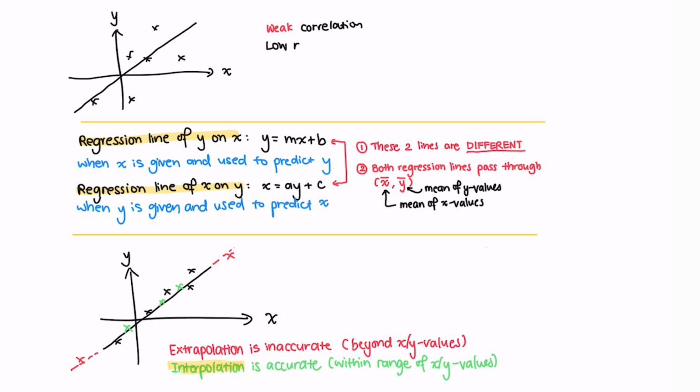However, interpolation is accurate. This is when you're taking values within the range of x and y values. So let's say you have x equals -1 here, and let's say x equals 5 here. If you're trying to predict what y is when x equals 2, that is accurate, since we're trying to predict within the range of x or y values given.